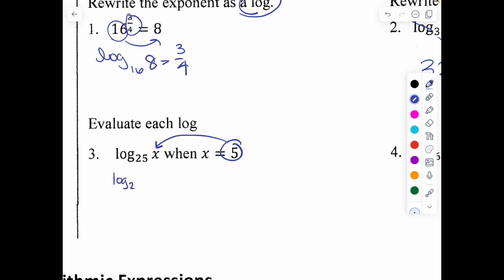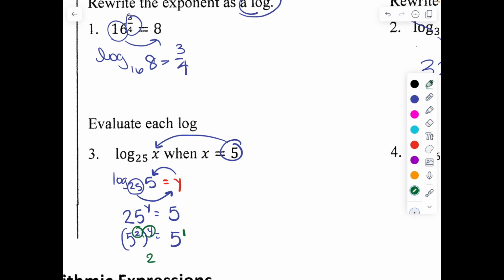To find this value, we're going to replace 5 with x. So we say log base 25 of 5. To evaluate it, we're going to set this equal to some unknown value, and we're going to take left to the right equals the middle. So 25 to the y equals 5. How do I get this to the same base? I know 25 can be written as 5 squared. And remember that 5 is really to the 1 exponent. So 2 times y equals 1. If 2 times y equals 1, we can divide both sides by 2, and we get y equals 0.5.